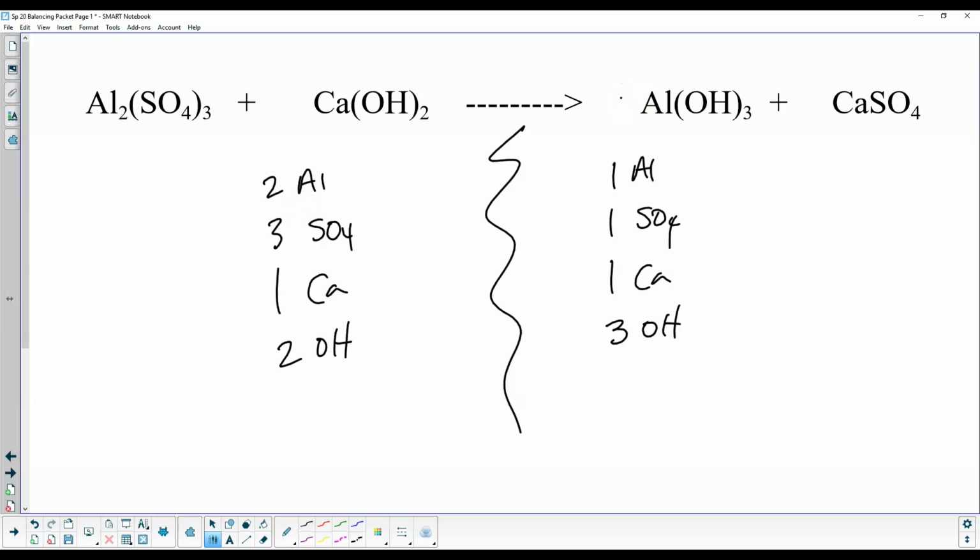2 aluminum and 1. Let's start by trying to put a 2 there. That's going to make aluminum 2. It's going to make my hydroxide 6. 3 sulfate and 1 sulfate. If I put a 3 here, sulfate definitely turns into 3. Calcium turns into 3. 1 calcium and 3 calcium. If you put a 3 here, 3 times 1, that'll give me 3. And then 3 times 2 for the hydroxide turns that guy into 6. 2, 3, 3, 6. 2, 3, 3, 6. 1, 3, 2, 3 are the coefficients.